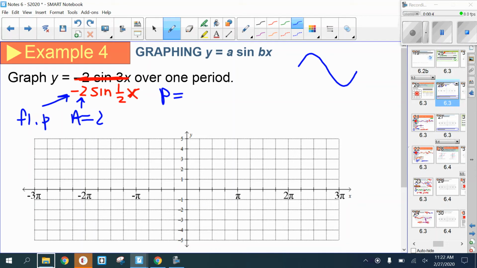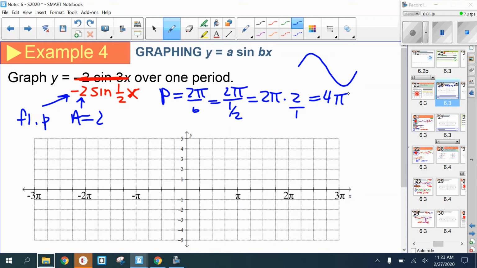For the period, you're still going to do 2 pi over b. b is just a fraction. b is 1/2, so you have 2 pi over 1/2. When we divide fractions, we multiply by the reciprocal. 2 pi times 2 over 1 is 4 pi. Okay, so the period on this one is 4 pi.